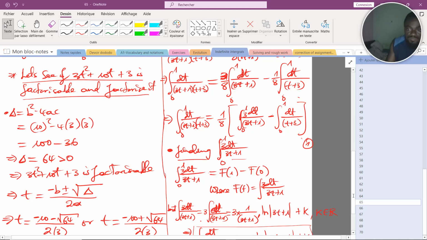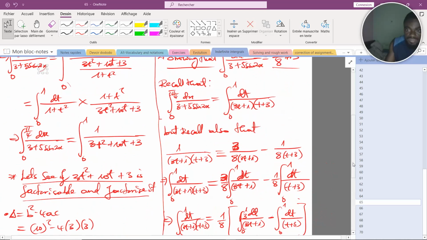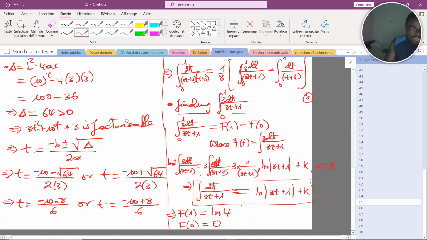That implies our t will be equal to, this is the quadratic formula, minus b plus or minus the square root of delta over 2a. So our t will be equal to minus 10. I first take the minus root. Our delta is 64, root 64, all over 2 into 3, because our a is 3. Or t will be equal to minus 10, I now take the plus root 64, all over 2 into 3. This implies our t will be this. Let me go up.